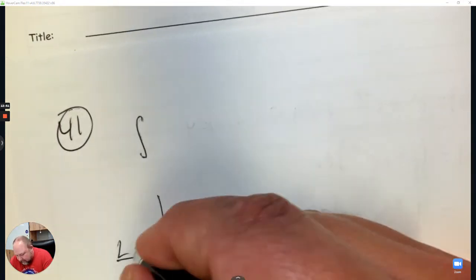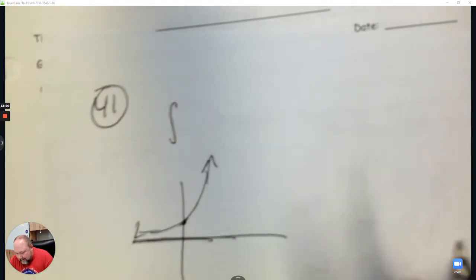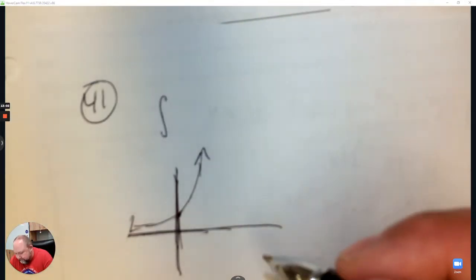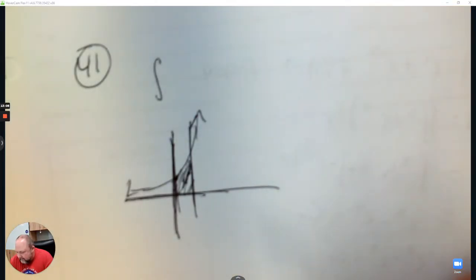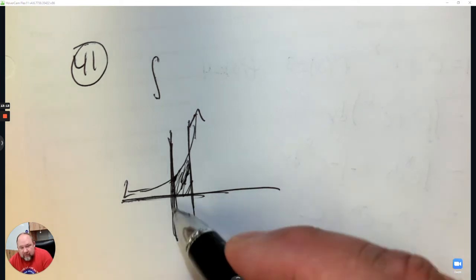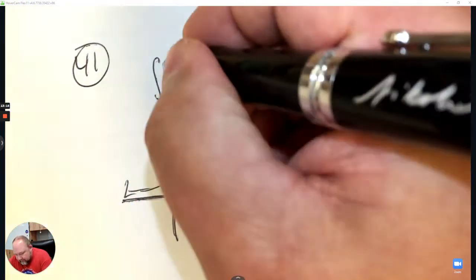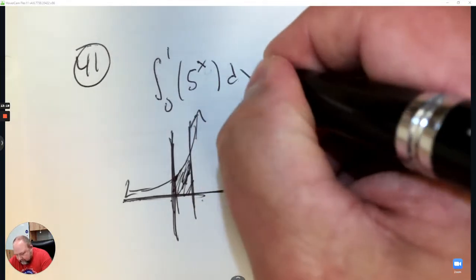So 5 to the x is an exponential. This is what it looks like, just the graph of an exponential. Y equals 0, that's the axis. X equals 0, that's an axis, and x equals 1. So this is the area right here, and it says find the area bounded by that without using a calculator. So it's an integration question. It's going to go from 0 to 1. Top subtract bottom, which is 5 to the x, subtract 0.